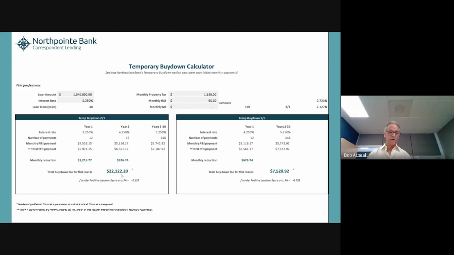Somebody's going to pay $22,122. And what that's going to get is 3.25 for the first year. There's the payment. Then it goes to 4.25 for the second year. And then it goes to the actual note rate of 5.25 for the third year. There's no prepayment penalty on this.